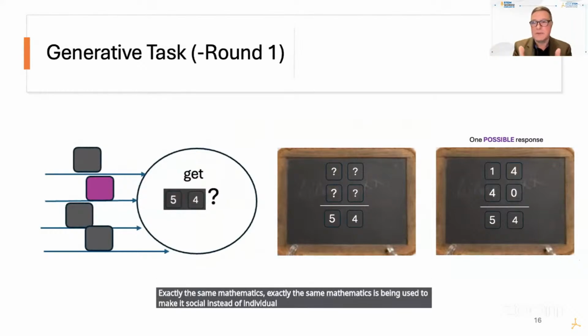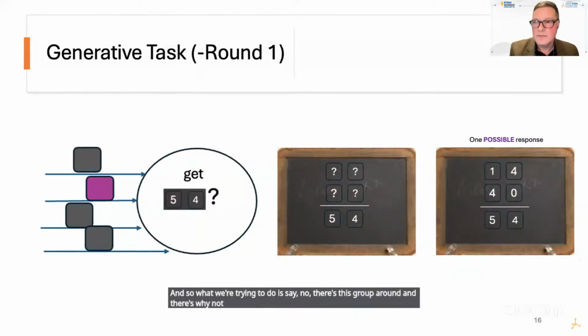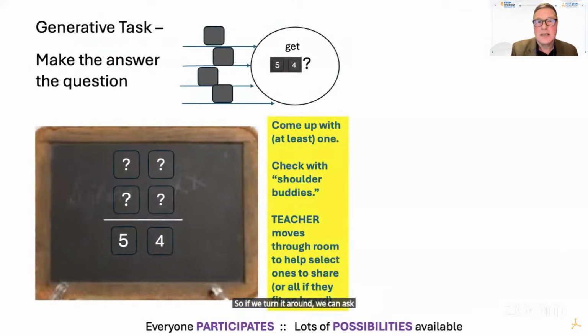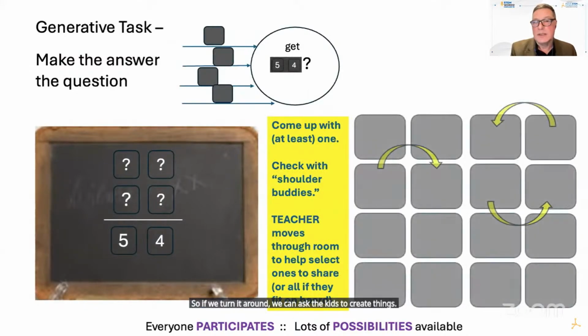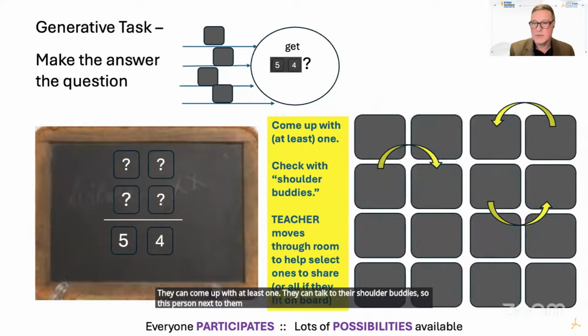So one of my problems with individualized and personalized is it really means alone. And so what we're trying to do is say, no, there's this group around, and why not leverage that as a kind of feature instead of a bug? So if we turn it around, we can ask the kids to create things. They can come up with at least one. They can talk to their shoulder buddies, so this person next to them, about whether they think it's right or wrong, and talk to each other about the mathematics itself.